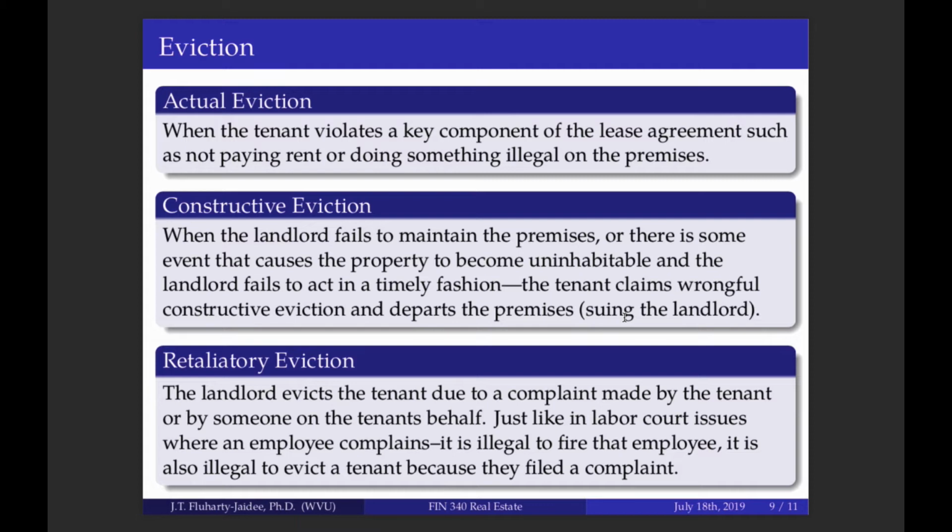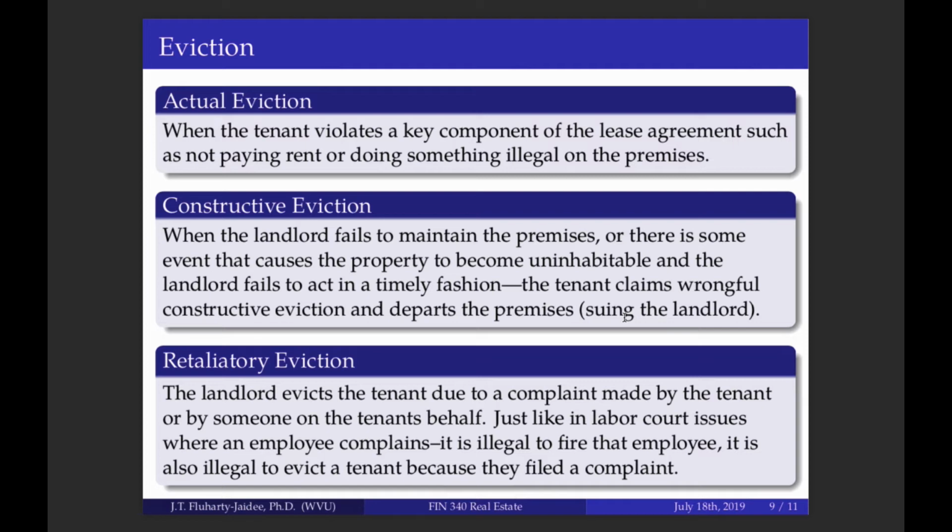Constructive eviction is when the landlord does not maintain the premises of the property or some event happens and it makes the property uninhabitable, but the landlord does not act to make it habitable again or transfer you to another property in which you were able to live in a habitable fashion.